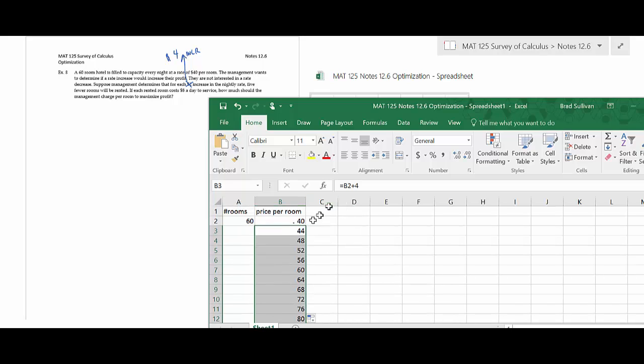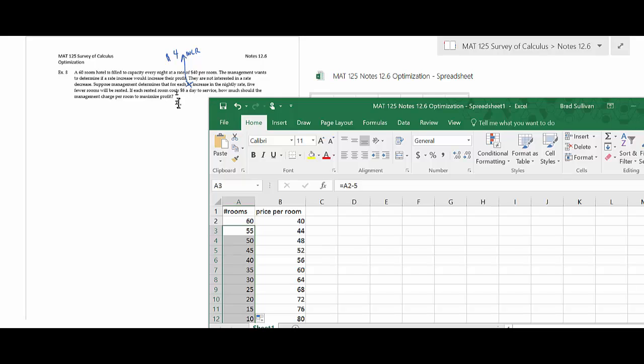Now what the problem said is every time this goes up 4, the number of rooms goes down 5. So the way I do this in Excel is I go equal to this number minus 5. I'm creating a formula. If I drag that down, you'll see that it just goes down like that. Does that make sense? The problem says when the price per room goes up 4, 5 fewer people rent out rooms.